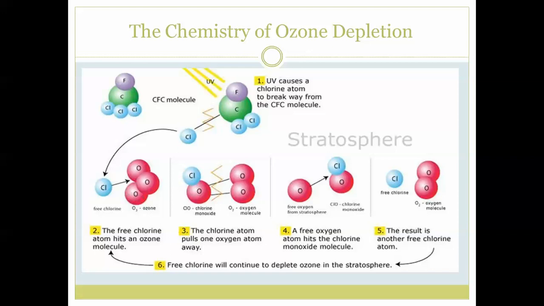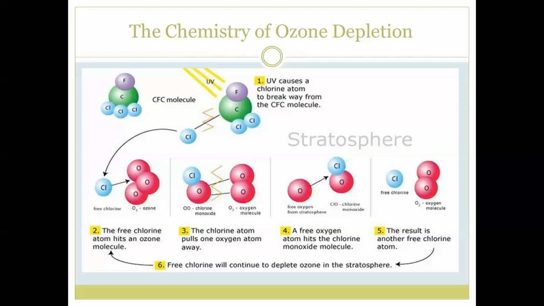Then those free oxygens wind up reacting with the chlorine monoxide molecule. And the result is you get an O2 plus another free chlorine atom. So you get this continuing cycle of chlorine atoms being created in the ozone layer. And free chlorine destroys stratospheric ozone. So it continues to kind of allow these single oxygen atoms not to reform with O2s.